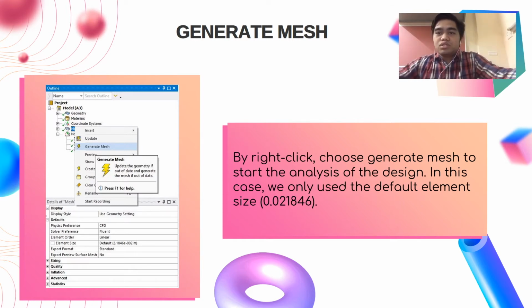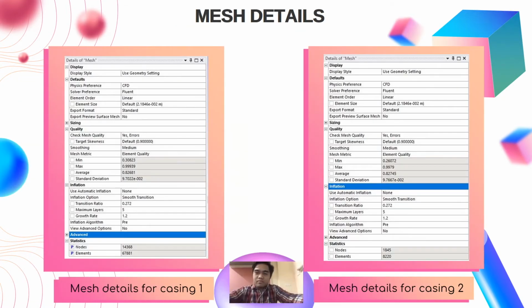In this case, we only use the default element size, which is 0.021846. Next, for the mesh details. On the left side, we have mesh details for casing 1, and the right side is the mesh detail for casing 2.